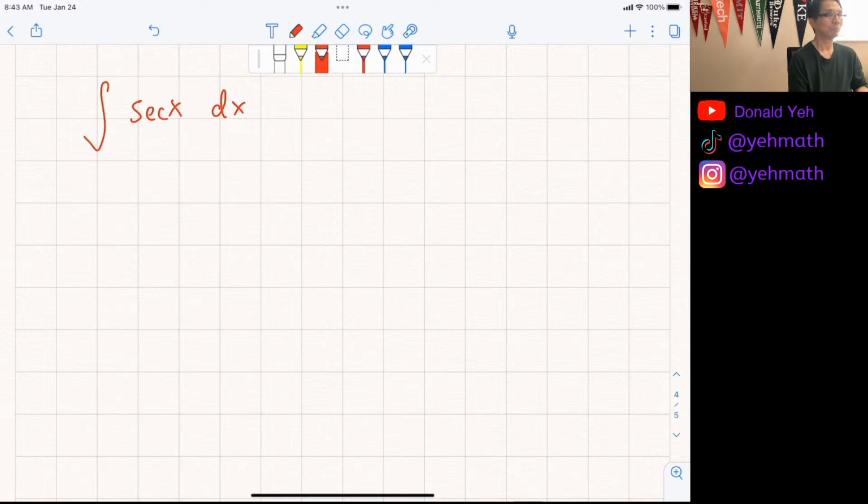So how do I do the integration of secant of x? Do I use the reciprocal? No. Any ideas? No, 1 over cosine doesn't help you, because if u equals cosine of x, du, you don't have a sine of x. So let's come up with a way to integrate this, right?